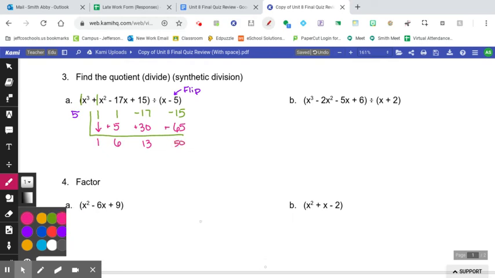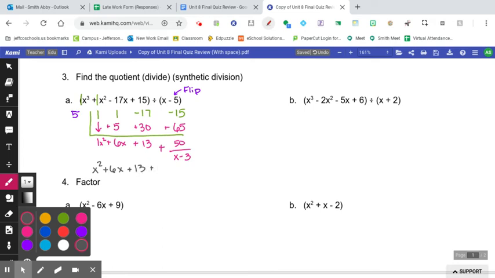Remember that the first term is going to be your remainder. I need to put a sign in the middle, otherwise it's not going to be a correct answer. The 13 is just a constant, so no variable. The x will go with the 6, and the x squared will go with the 1. To make this look just a little bit nicer, your final answer is going to be x squared plus 6x plus 13 plus 50 over x minus 3. Final answer.